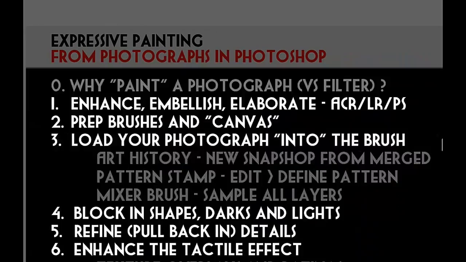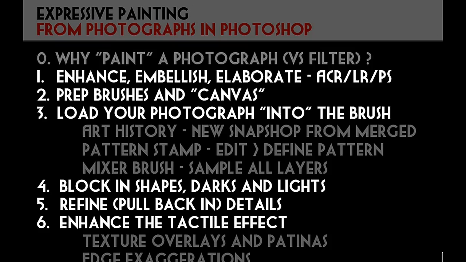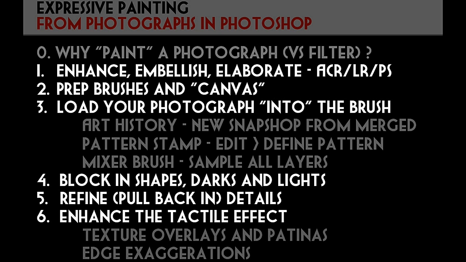If you've got your phone out, you can shoot this right here, and this will give you the basic steps for painting. There are three main ways to paint in Photoshop. Under step three here, you'll see the art history brush, the pattern stamp tool, and the mixer brush. Those are the three main ways of cloning a photograph in Photoshop. All of these basic steps work the same way no matter what technique you're going to do. So that's what this slide is about.